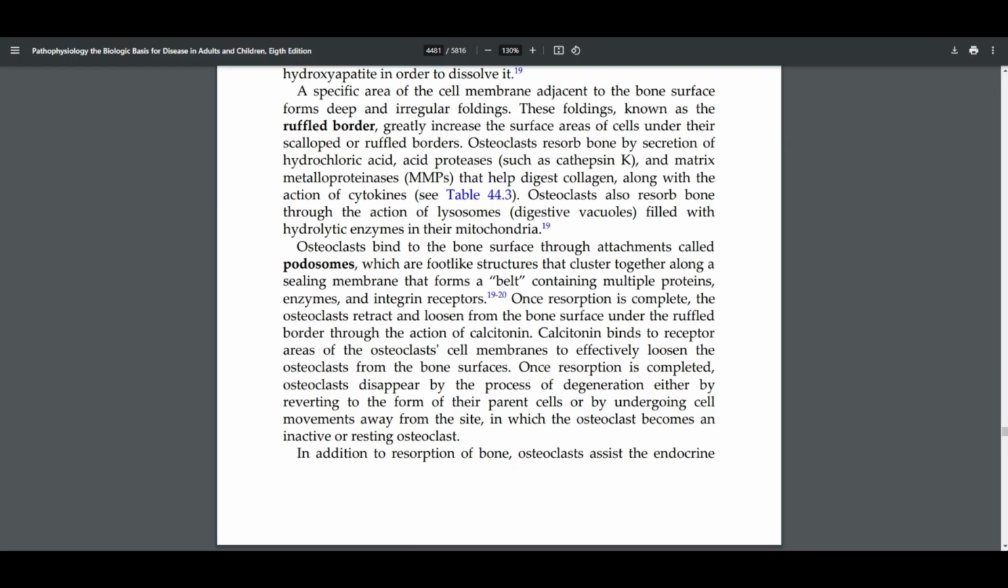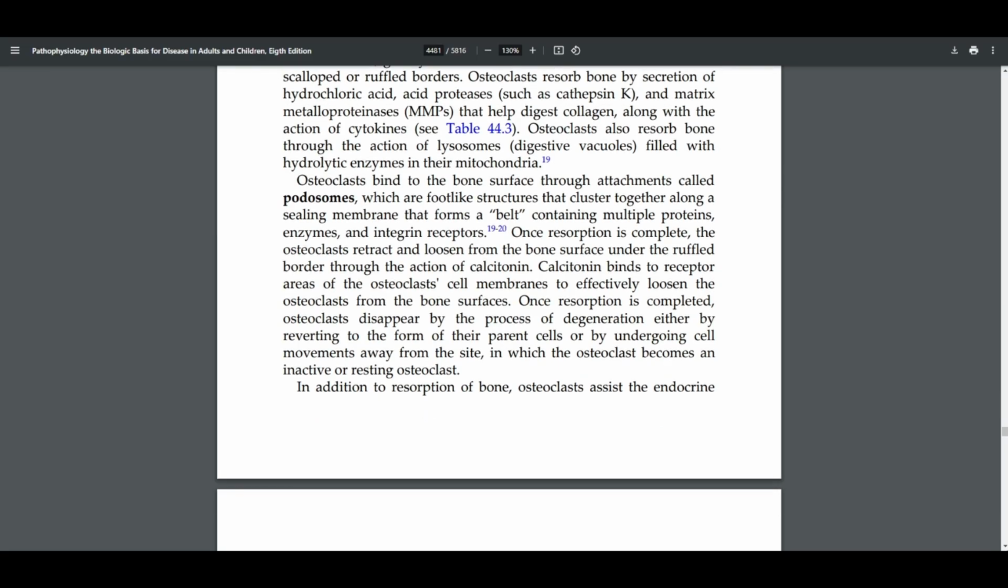Osteoclasts also resorb bone through the action of lysosomes, filled with hydrolytic enzymes. Osteoclasts bind to the bone surface through attachments called podosomes, which are foot-like structures that cluster together along a sealing membrane that forms a belt containing multiple protein enzymes and integrin receptors.